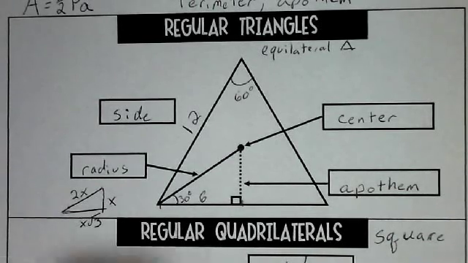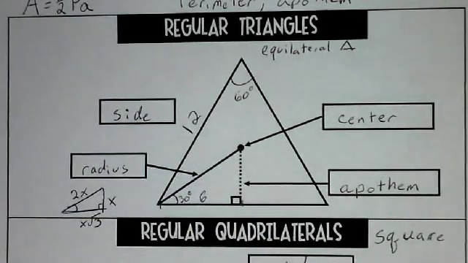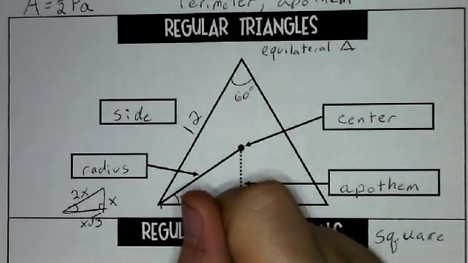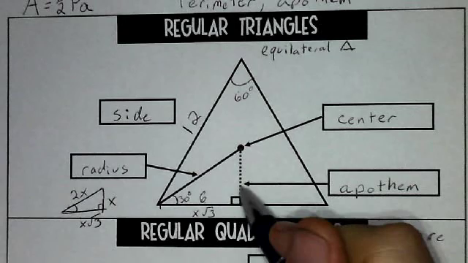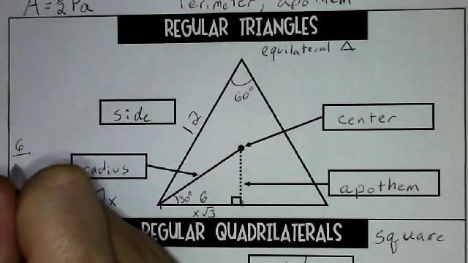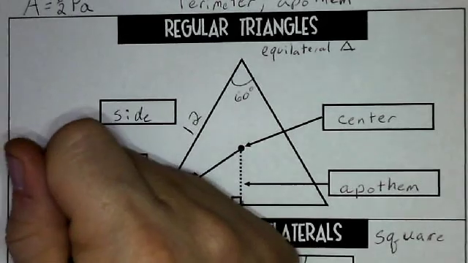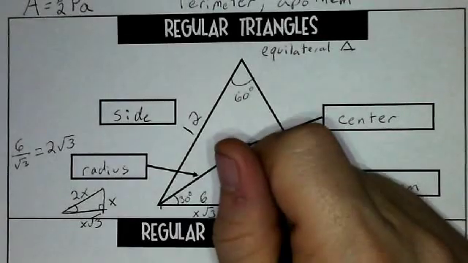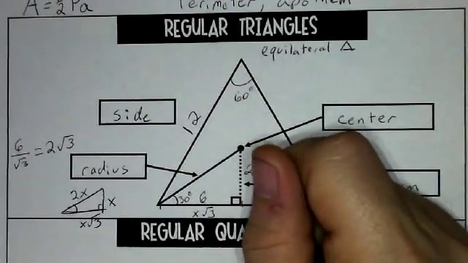And so if I'm given one side, I should be able to determine the others. Since this is 6, that means that it is the x square root of 3. That's the long side. And I need to divide by the square root of 3 in order to get my apothem. So if I do 6 divided by the square root of 3, that's going to give me 2 square root of 3. And so 2 square root of 3 would be my apothem.